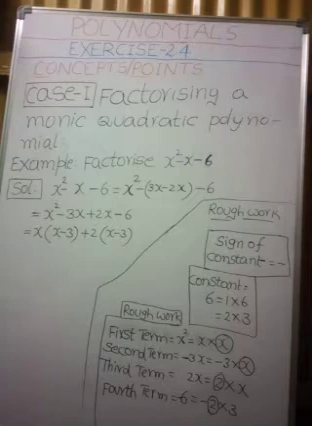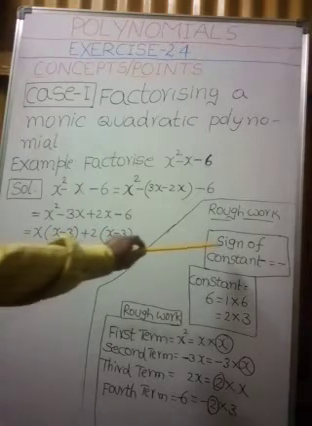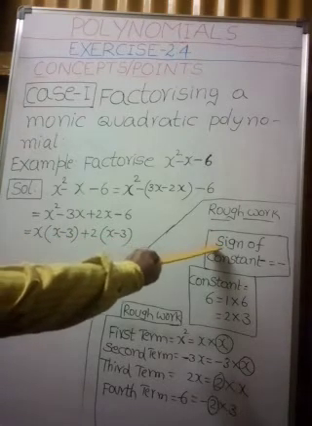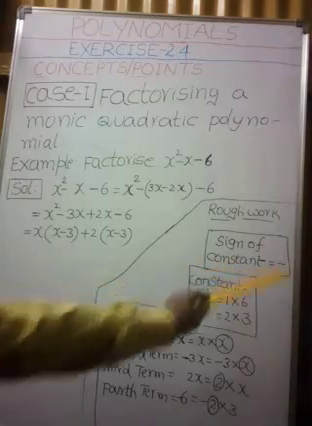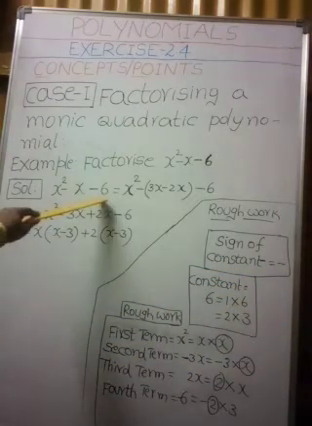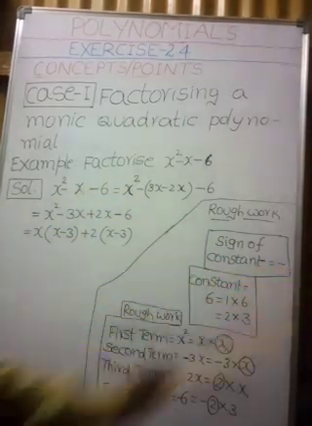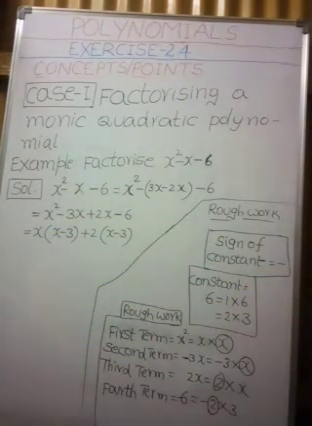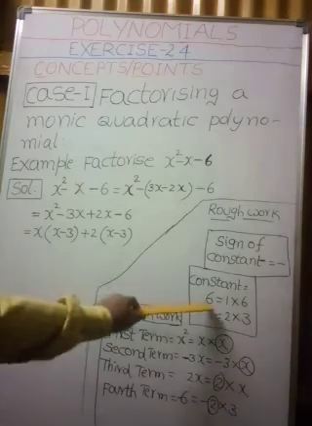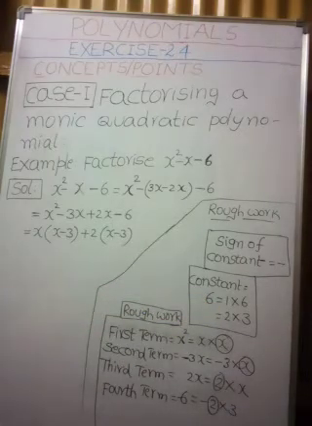Okay, my dear children, remember. First step, we have to identify the sign of the constant. That is here minus. Here 6 is a constant. The sign of 6 is minus. So I wrote here in the rough work. After that, take the constant without taking the sign.